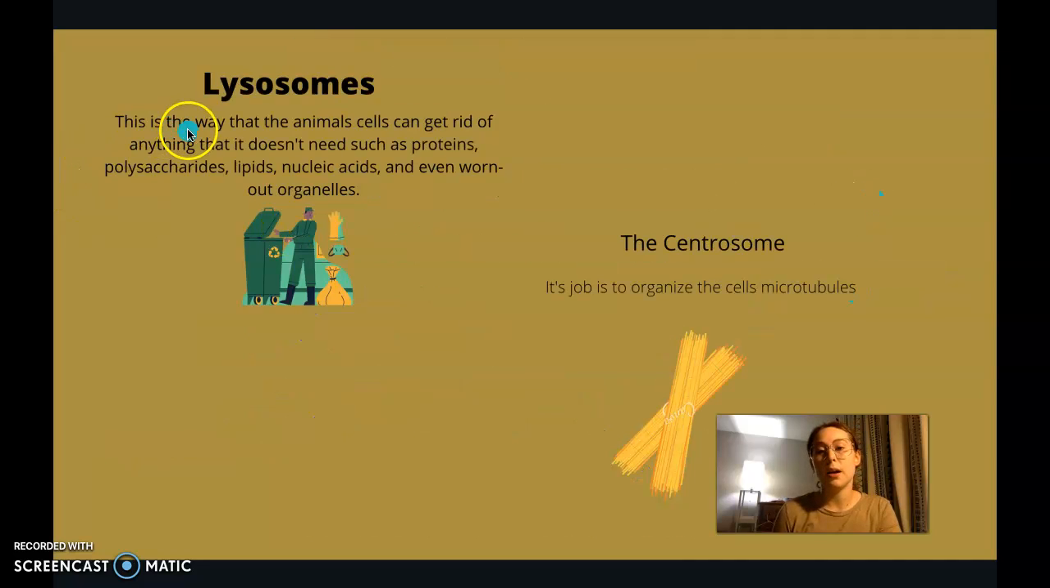You've got lysosomes. This is where the cell can get rid of anything it doesn't need, such as proteins, polysaccharides, lipids, nucleic acids, and even worn-out organelles. And then you've got the centrosome, whose job is to organize the cell's microtubules.